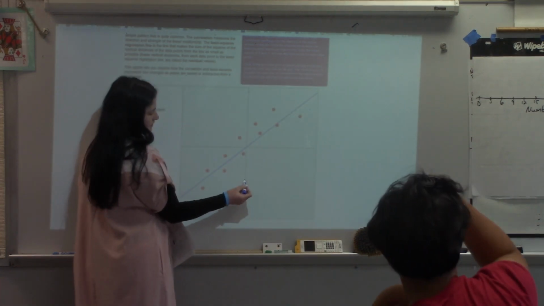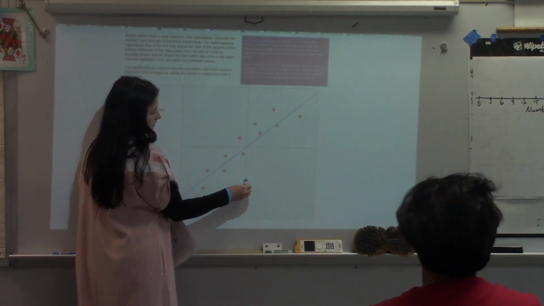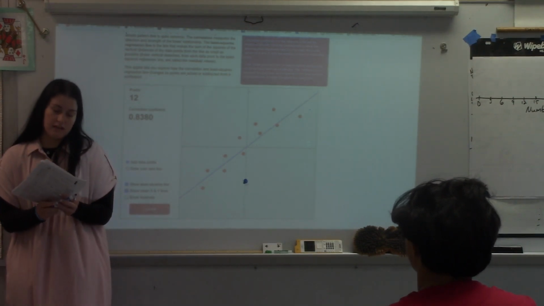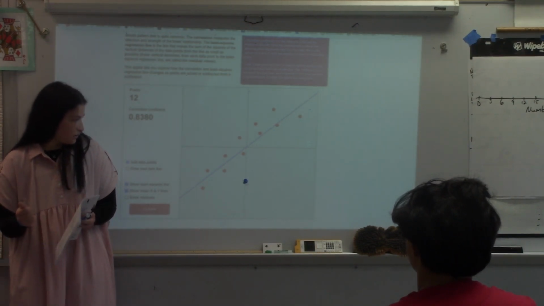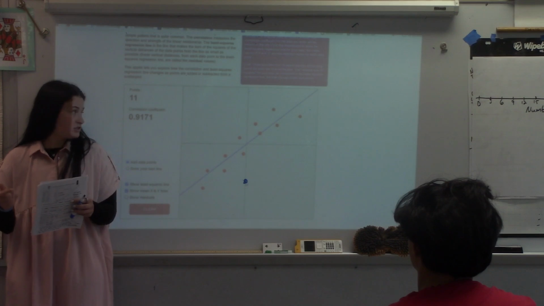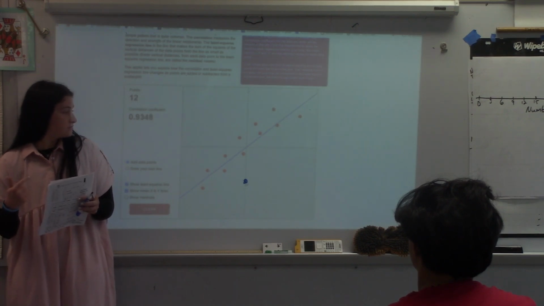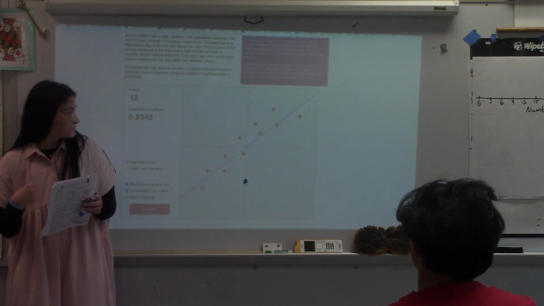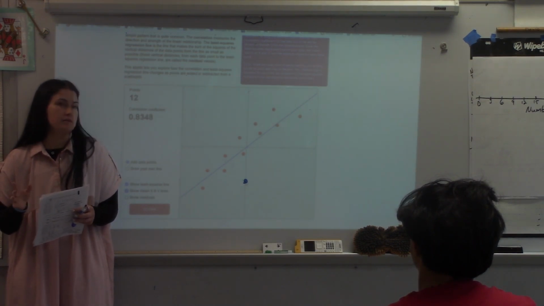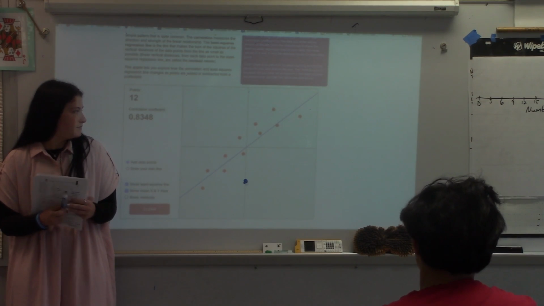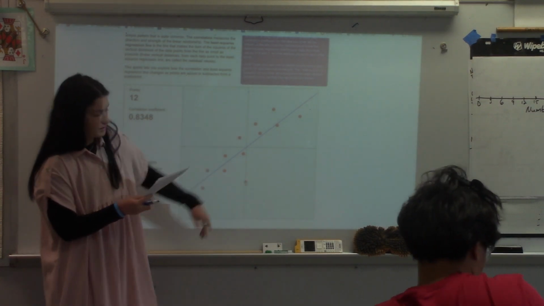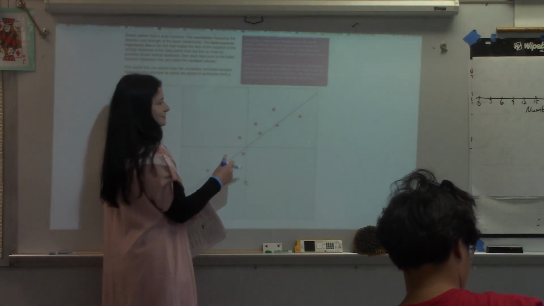Alright, so this is where we added the point. Here, our slope stayed the same, our y-intercept did what? Decrease. Our slope is the same. Look, Serena, you see how that slope is roughly the same? We're gonna talk about why in a minute. Alright, and then our correlation did what? Decrease. Beautiful.